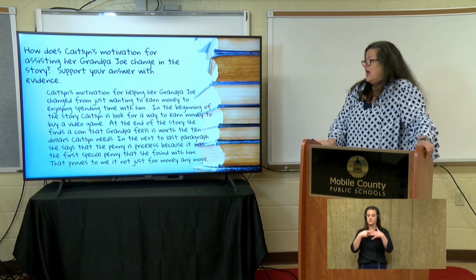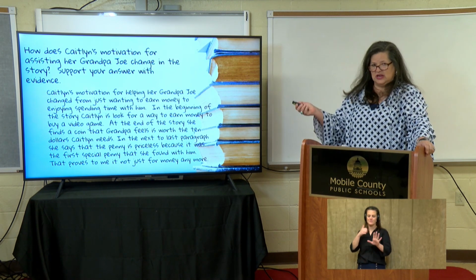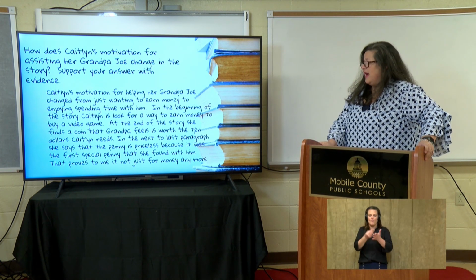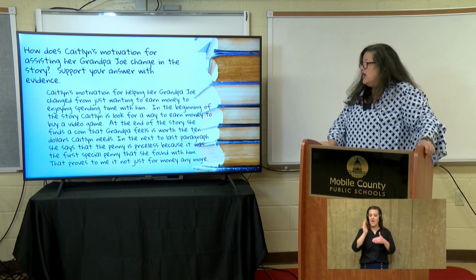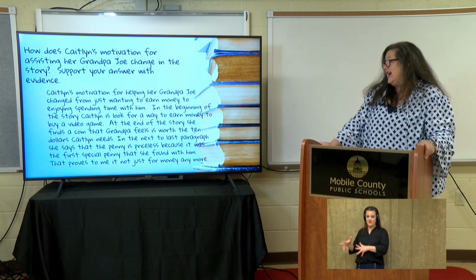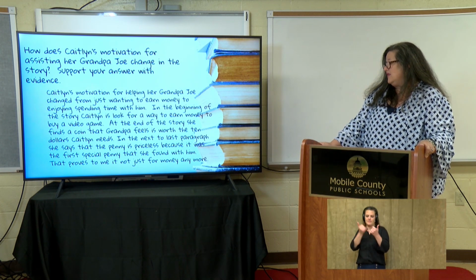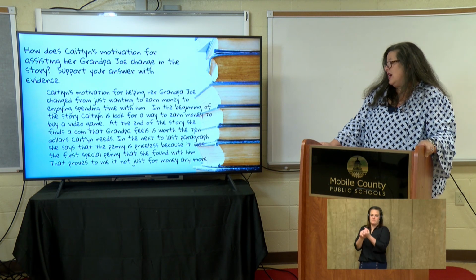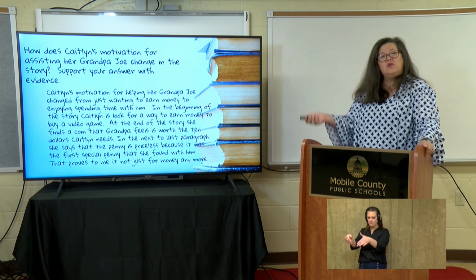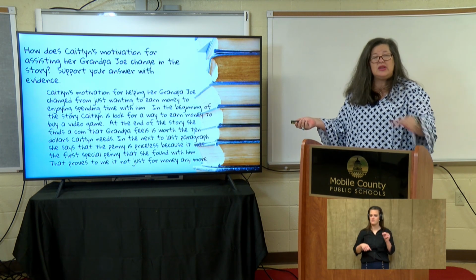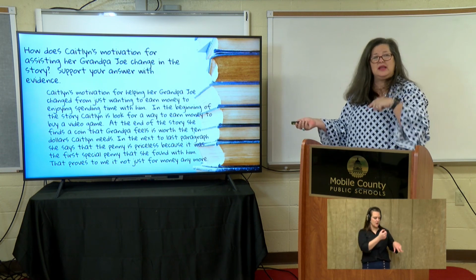In the beginning of the story, Caitlin is looking, you'll see our checklist in a second. I should go back and change that. Looking for a way to earn money to buy a video game. At the end of the story, she finds a coin that Grandpa feels is worth the $10 Caitlin needs. In the next to last paragraph, she says that the penny is priceless because it was the first special penny that she found with him. That proves to me it's not just for money anymore. So, did I quote? I didn't. I paraphrased. I put it in my words, what I understood happening in the story.